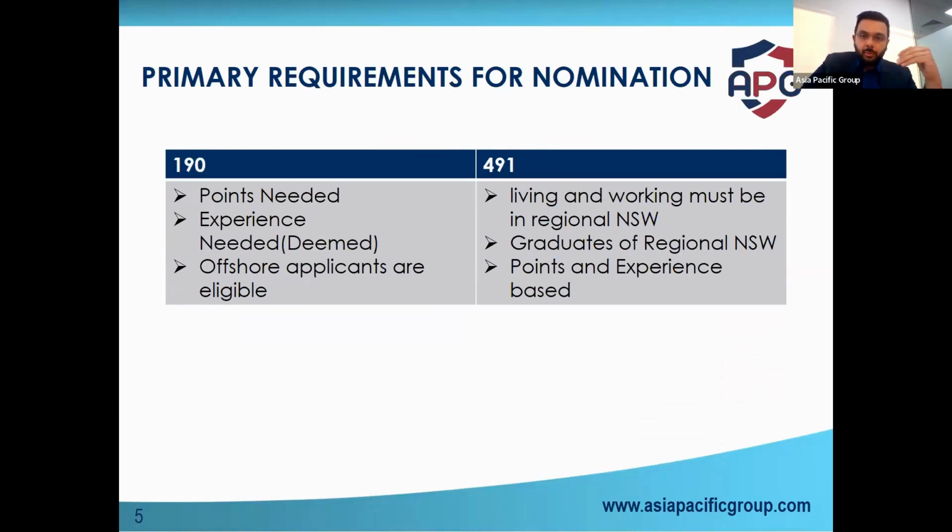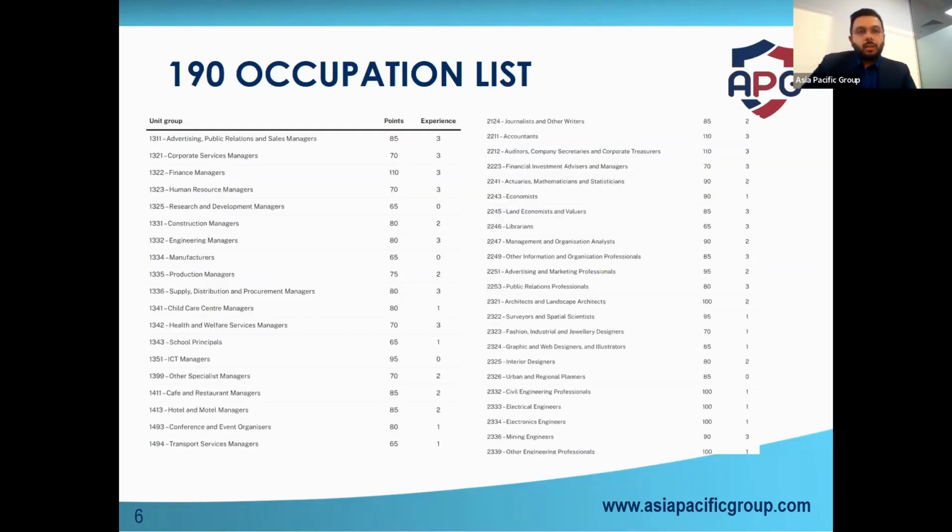There will be another pathway which will be for graduates of regional NSW, and the third, or let's say pathway 2, would be points and experience based, right? So these are the basic requirements we know so far. Now coming to the occupation list.